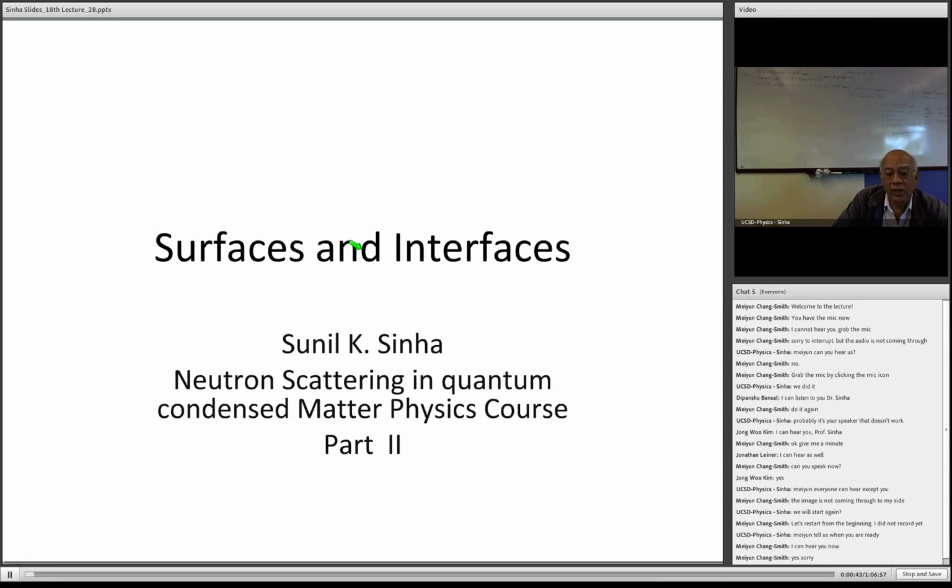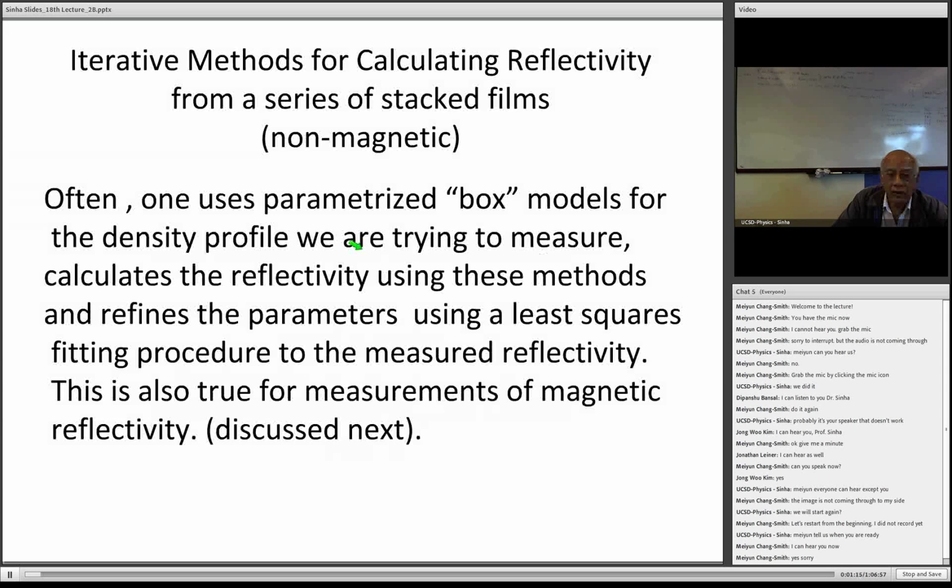And by making these slices as thin as necessary, you can approximate as accurately as you like the true scattering density profile in terms of this histogram. And so the problem was then to calculate the reflectivity rigorously from a series of such slices. And I discussed the iterative methods for doing this in the last lecture, and I'll just briefly go over that again here. So can I have the next slide?